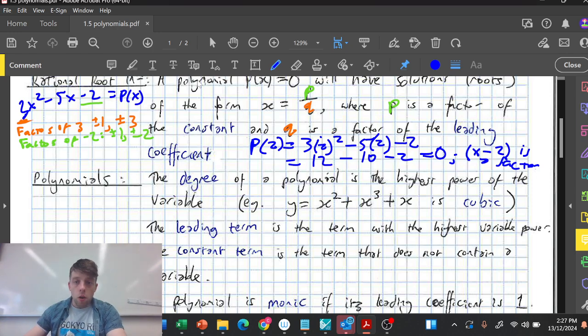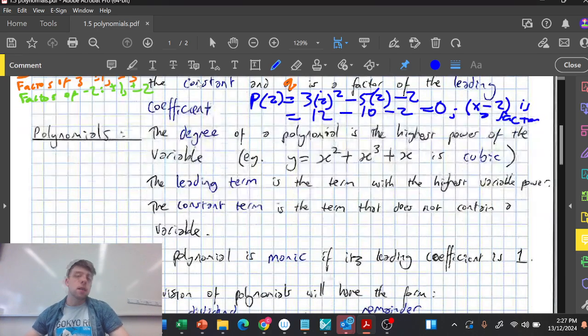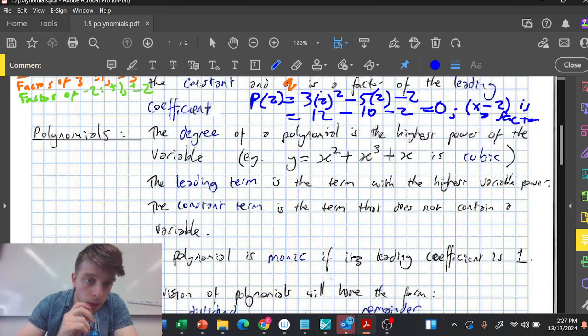Okay, so we now know 2 is a factor, or we could say that x minus 2 is a factor. They're kind of the same thing as each other. All right, now here's a couple of quick definitions. We should be quite comfortable with these already.